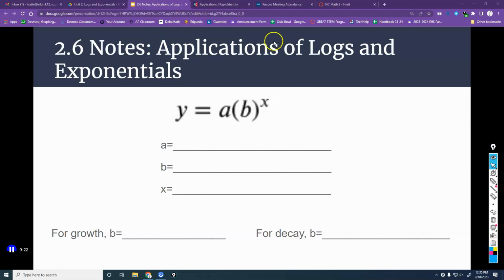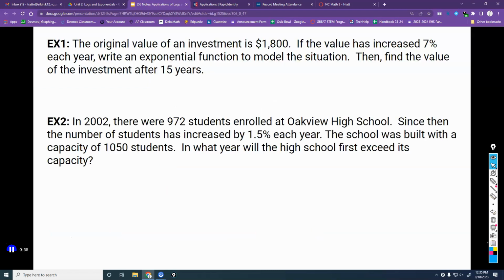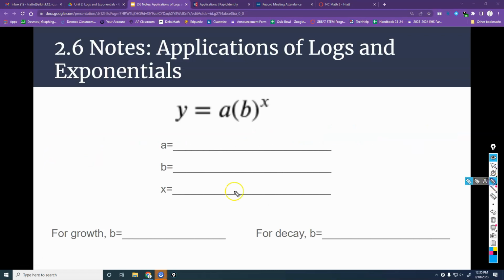Alright, so for exponential growth and decay, it's going to be of the form y equals a times b to the x power. In this equation, your a is always going to stand for your initial, or starting, amount. The b value is your growth or decay factor. And x is always going to be some sort of time.